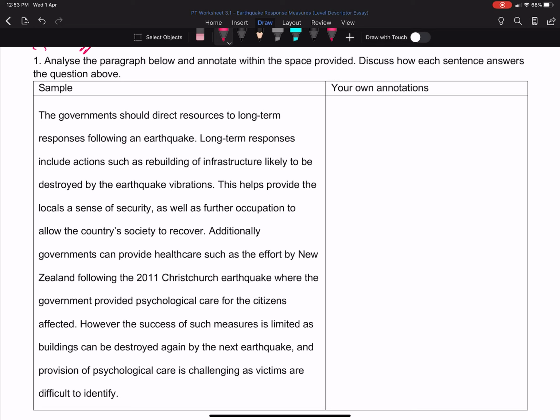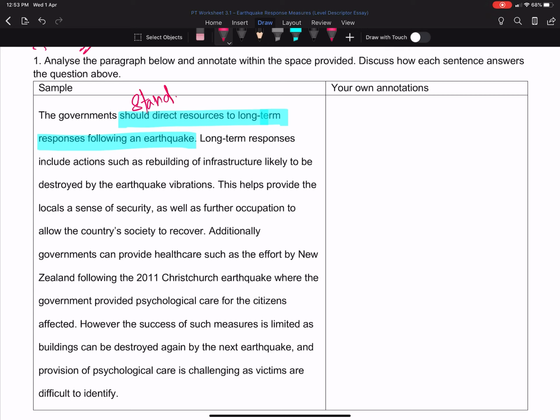Stand. Government should direct more resources. Oh, I agree. Following an earthquake. Effectively, that's a stand. Is this a good thing to have in the first sentence? Yes. You wrote it as a point.